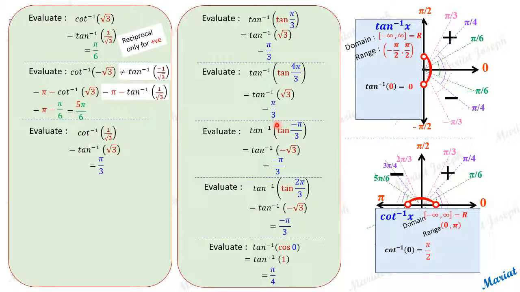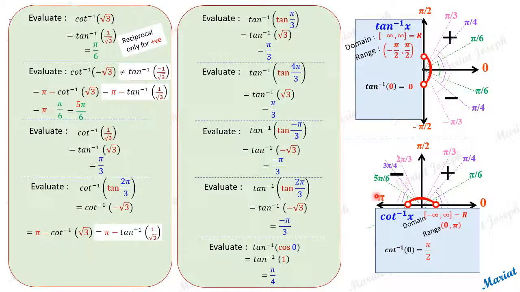What is cot inverse 1 by root 3? It is equal to tan inverse root 3. Yes, because it is positive, you go for the reciprocal, no problem. And tan inverse root 3 is pi by 3. Cot inverse of tan 2 pi by 3. Tan 2 pi by 3: 2 pi by 3 is a second quadrant angle. Tan is negative. Tan 2 pi by 3 is minus root 3. Now the question is, what is cot inverse of minus root 3? Cot inverse of negative is in the second quadrant. Luckily, we are getting the angle pi minus tan inverse of 1 by root 3, and that is pi minus pi by 6, which is equal to 5 pi by 6.